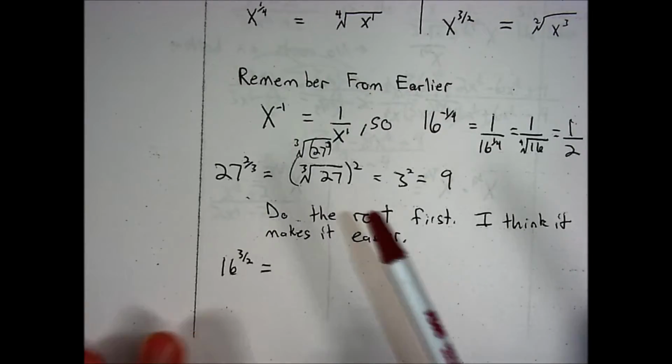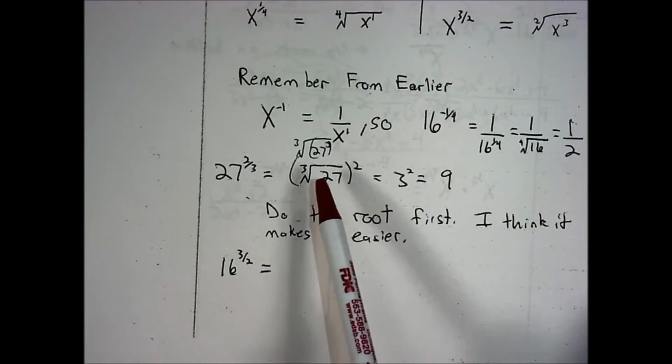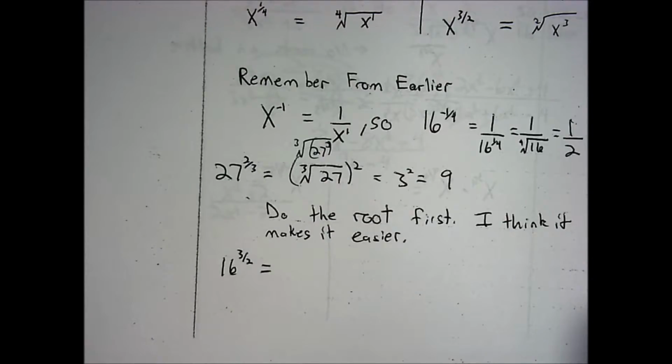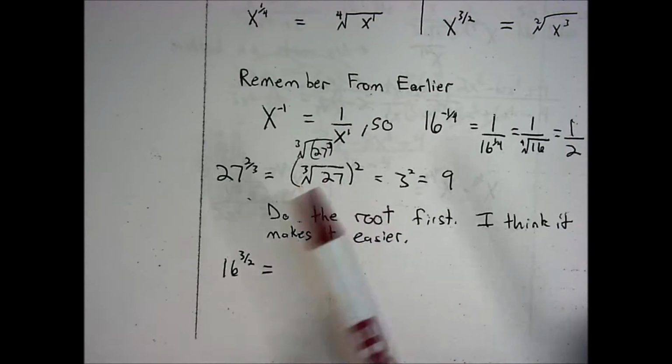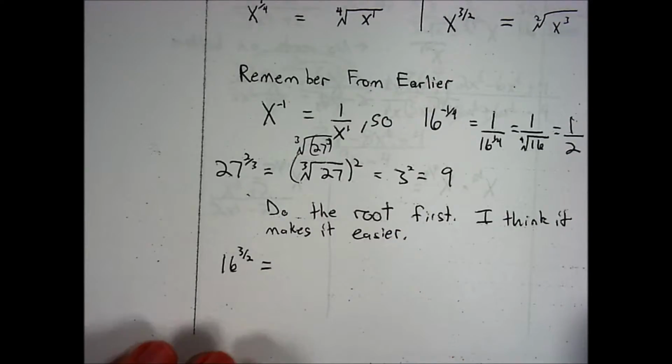If you did 27 squared, it's going to get really big, and then you're not going to know off the top of your head the cube root of that number. Whereas if I do it this way, do the root first, it's likely that I'll be able to do a lot of this stuff in my head or on paper and pencil. Okay, so do the root first. I think it makes it easier.